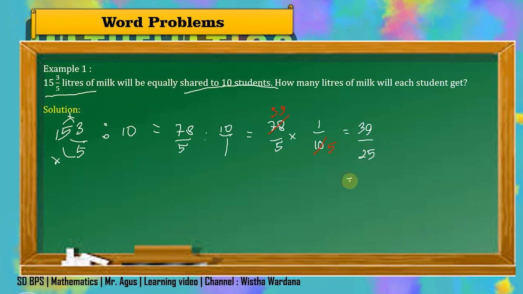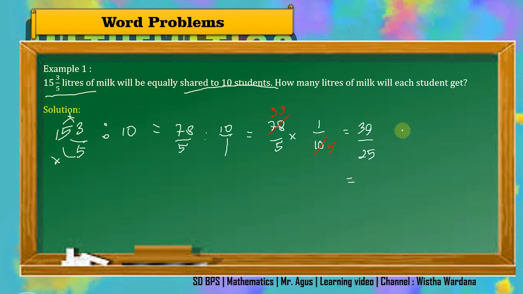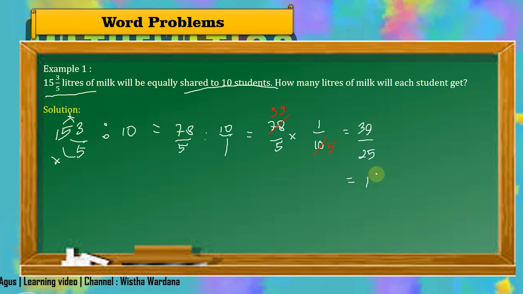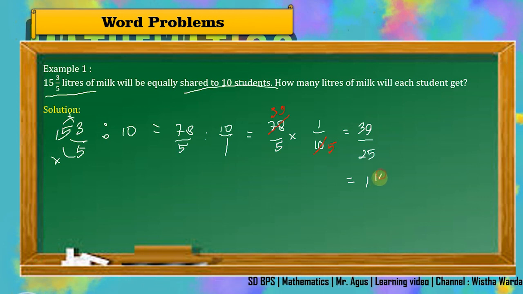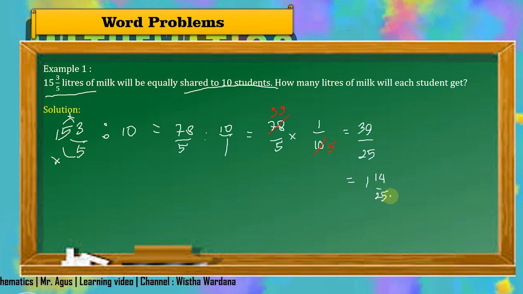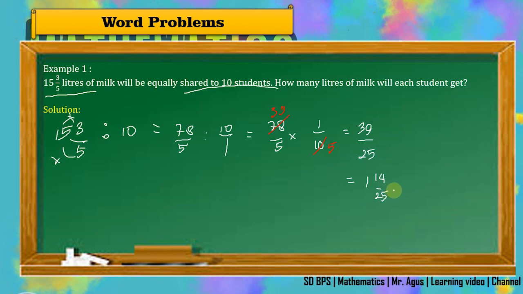So the answer is 39/25, but you can simplify it again by dividing 39 by 25. You get the quotient 1 and the remainder 14, and the divisor is still 25. So the last answer is 1 14/25. So the conclusion is each student gets 1 14/25 liters of milk.